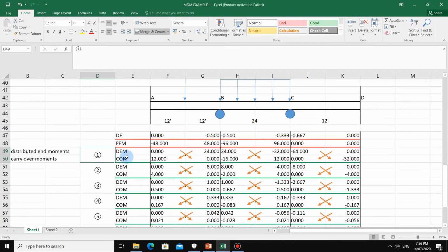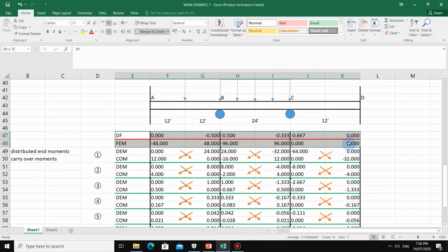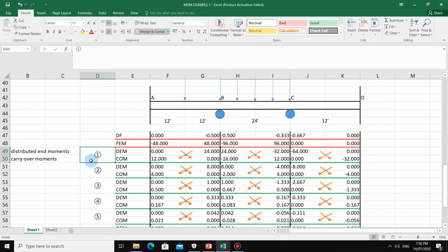Okay? So pag na-plaster mo DF o FEM guys, then we can now start with our first cycle, or we could get the distributed end moments. Okay, so saan na siya guys? Ang distributed end moments. Okay, ang distributed end moments is makuha na siya ang formula guys.